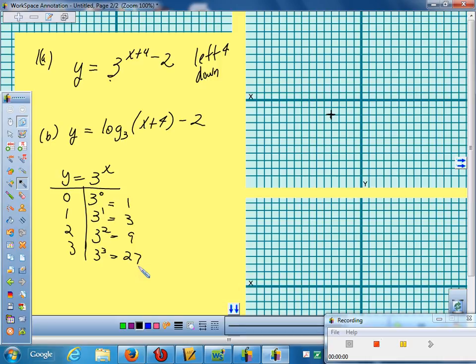Okay, so when you do the exponential function, which way does its asymptote go? On the exponential, the 3 to the x? Oh, that one goes sideways. The exponential has an x in it, so it goes on the x-axis. It goes horizontal. So this one goes horizontal, and we plot those points. 0 over 1 up, 1 over 3 up, 2 over 9 up, and I'm not doing 27.